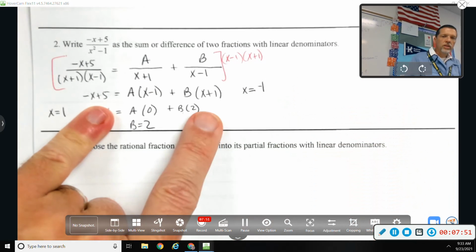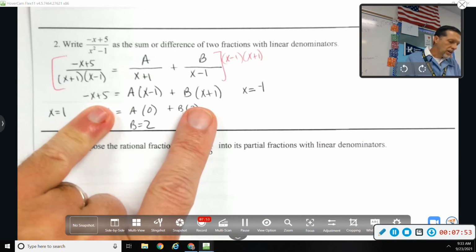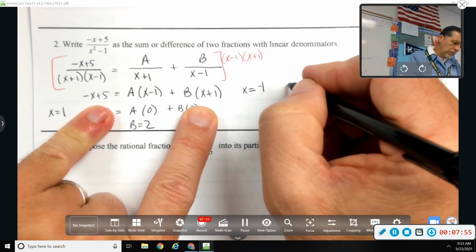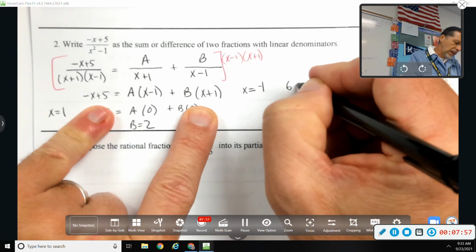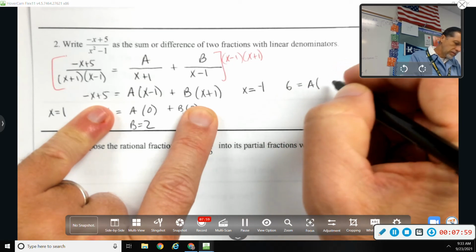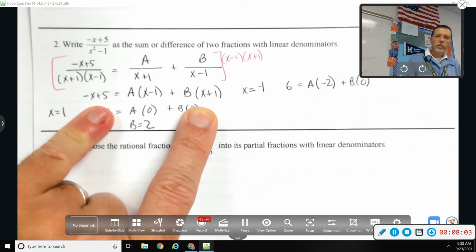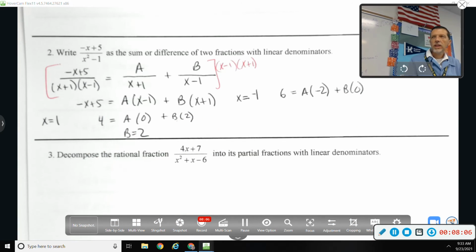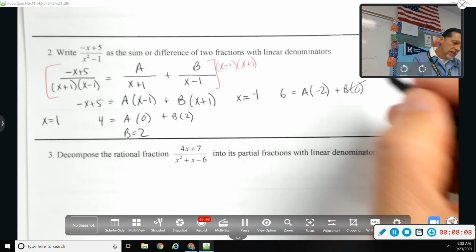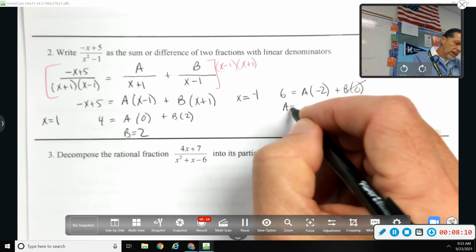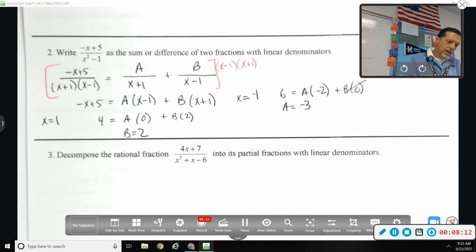Be careful. Here's the mistake I made on that last problem. Negative 1 plus 5 would be 6. A times negative 2 plus b times 0. I plug in negative 1 for x. So a equals negative 3.